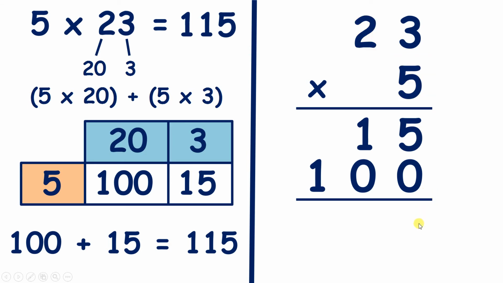So now, adding up our answers, we have 5, 1, and 1, so our answer is 115.